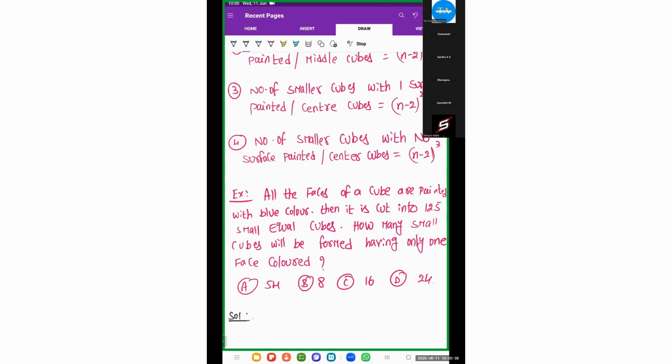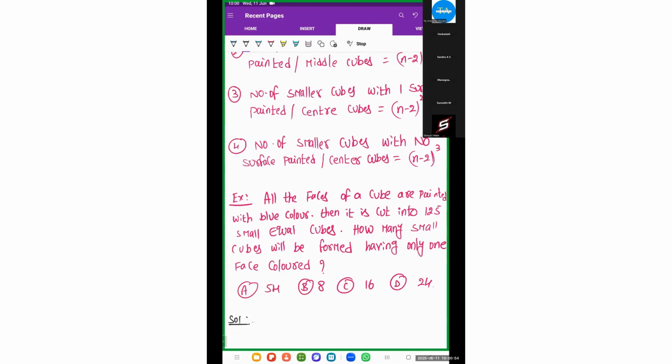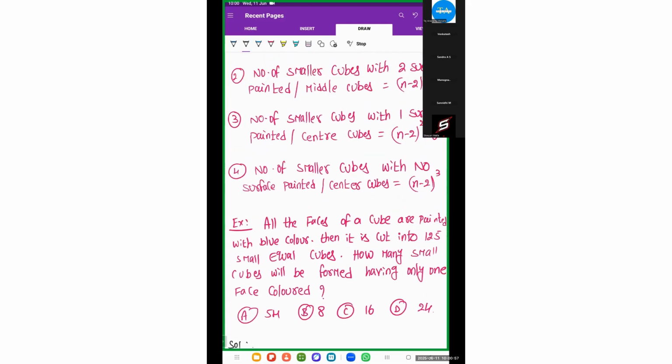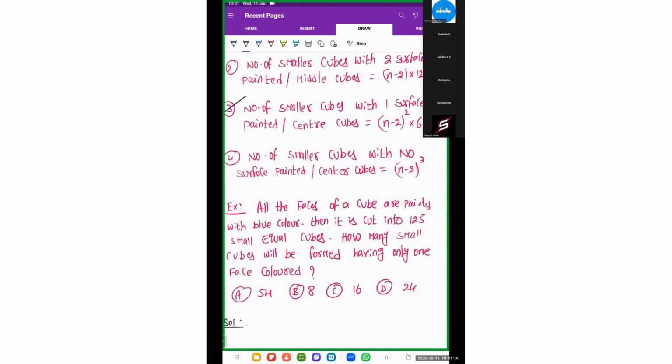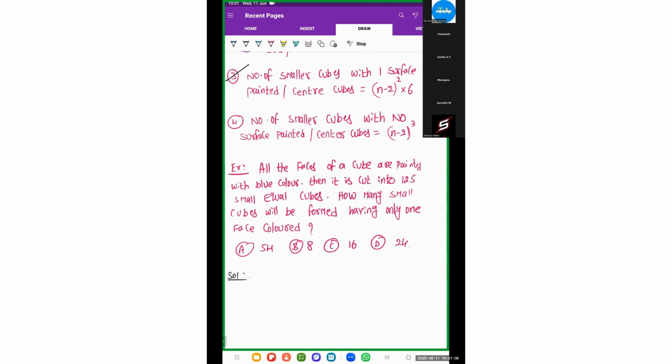And when it is cut into 125 small equal cubes, how many cubes are formed having only one face colored? What is the formula for one face colored? This is the third formula: n minus 2 whole square into 6. Now here, it is cut into how many small cubes?